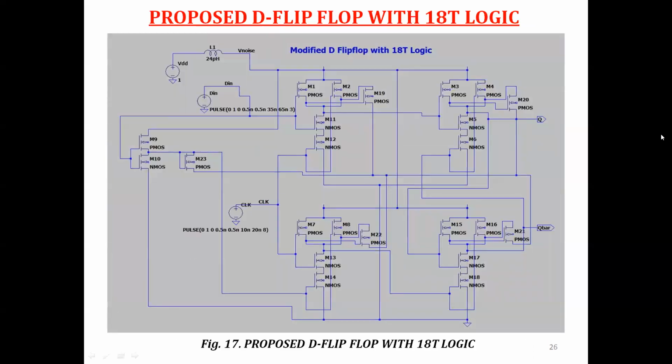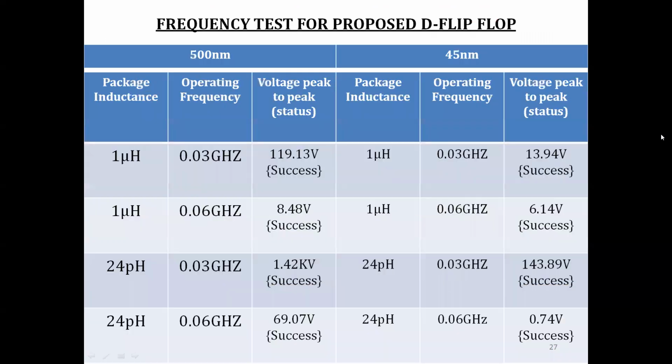The same technique is used in the D flip-flop 18T logic, where we use 18 transistors to design the D flip-flop. For these 5 networks, we have 5 MOS capacitances. We again analyze the output at various operating frequencies. Here, all the cases are found to be logical success. We also change the package inductance at various operating frequencies to check the output VPP.